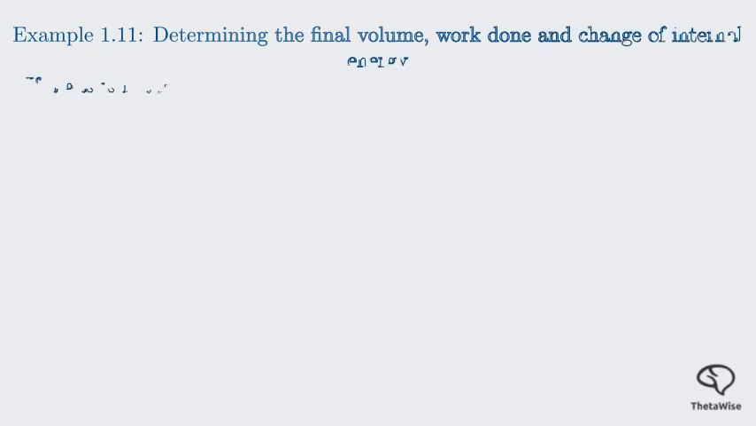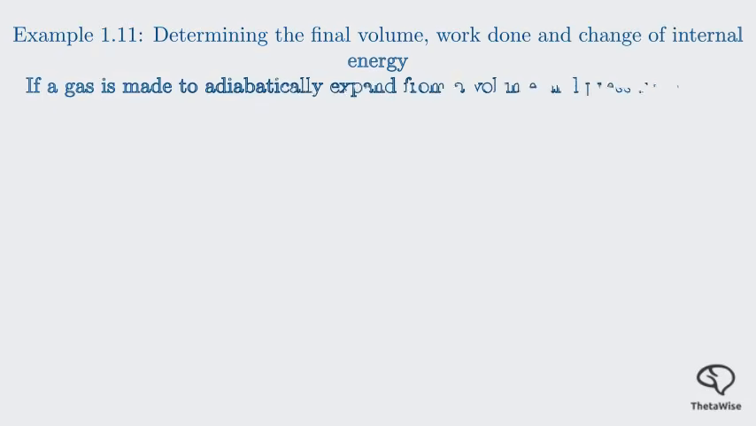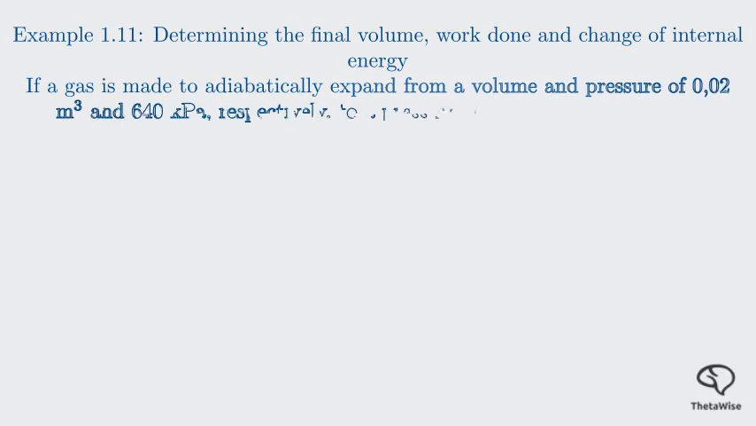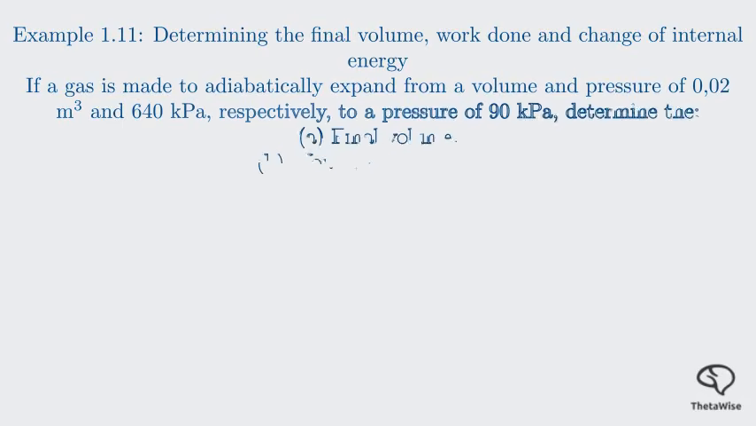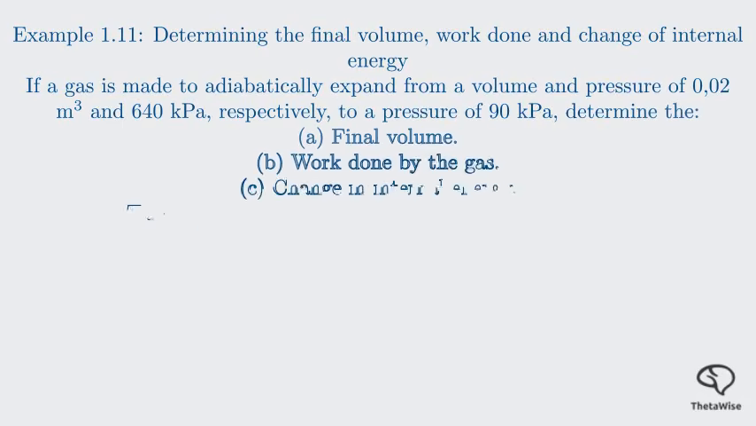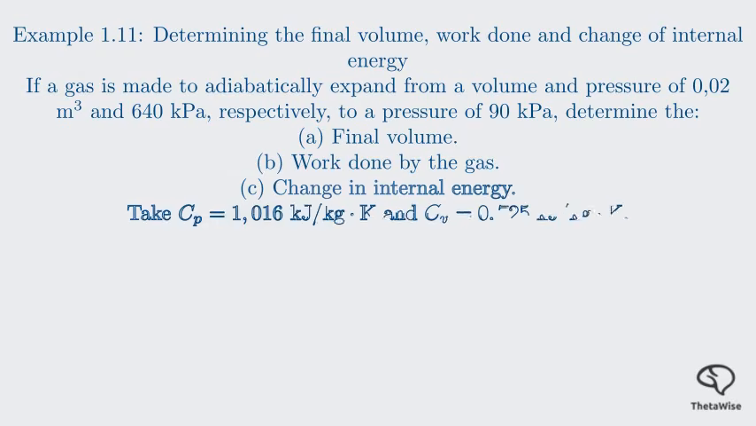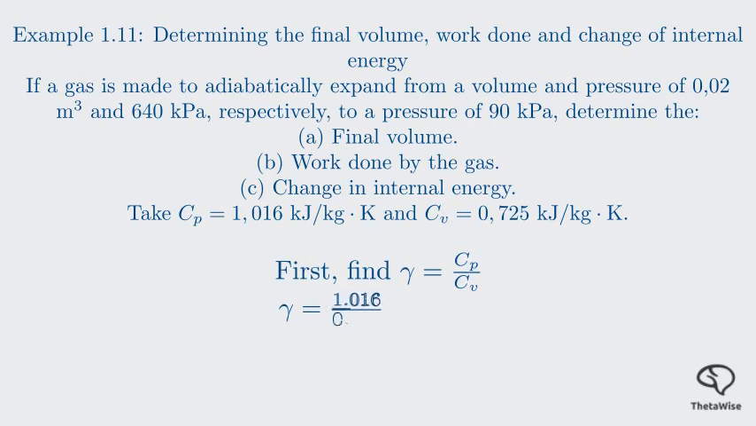Let's work through an example of an adiabatic expansion. We have a gas expanding adiabatically from an initial volume of 0.02 cubic meters and a pressure of 640 kilopascals to a final pressure of 90 kilopascals. We need to find the final volume, the work done, and the change in internal energy. First, we must find the adiabatic index, gamma. Gamma is the ratio Cp over Cv. Plugging in the given values, we get gamma equals 1.401.